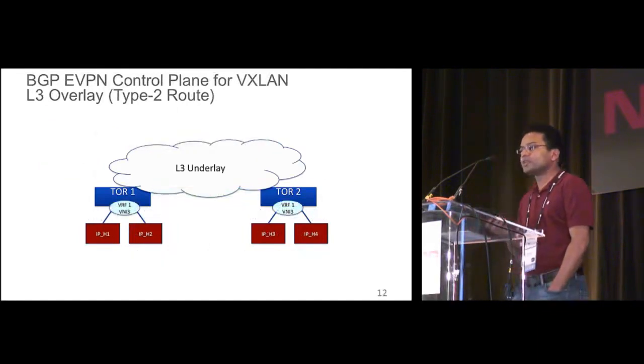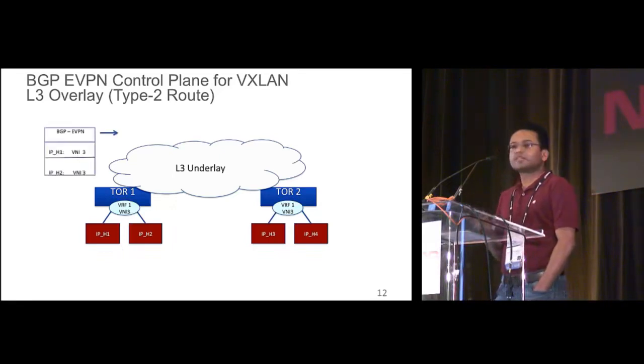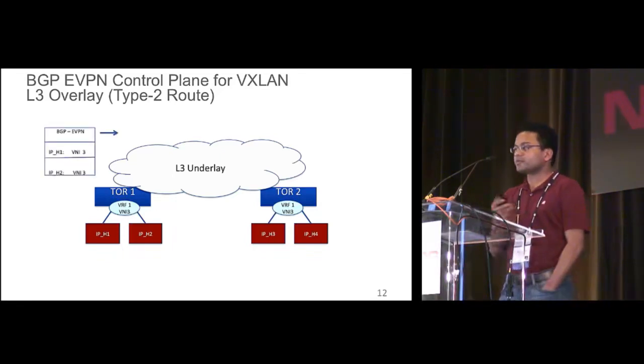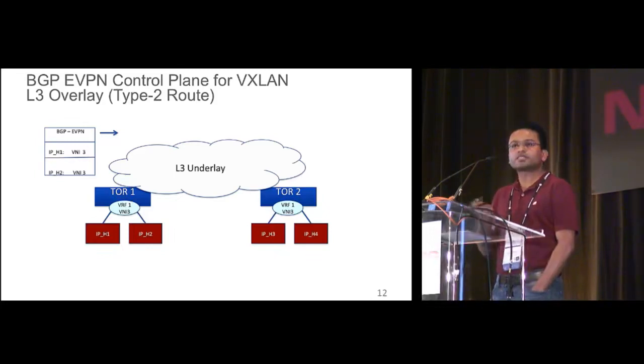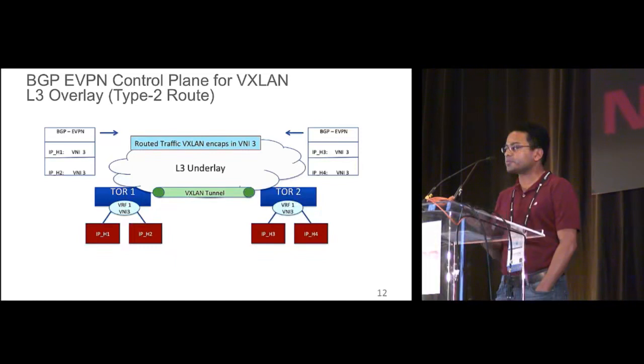Okay, going down to the L3 overlay. This is basically for the routed traffic. Here TOR 1 and TOR 2 both have the same VRF 1 with a VNI of 3, which is an L3 VNI, and it has 2 IP hosts on both TOR 1 as well as TOR 2. So it will send a type 2 route with a host IP with an L3 VNI. Both the hosts have the same L3 VNI. Similarly, TOR 2 sends back the host connected to TOR 2 with VNI 3. And finally, we have the VXLAN tunnel, and then we have routed traffic with VXLAN encaps with VNI 3. So basically, it's routed.